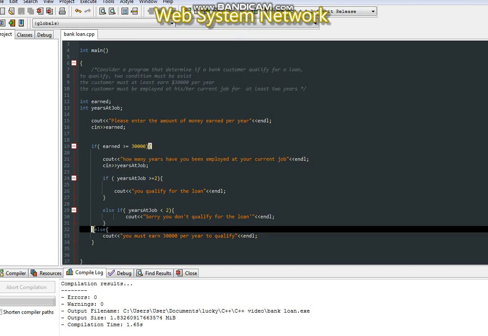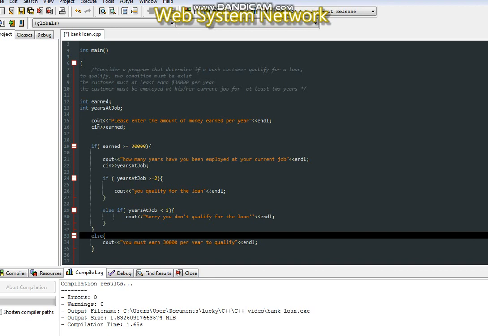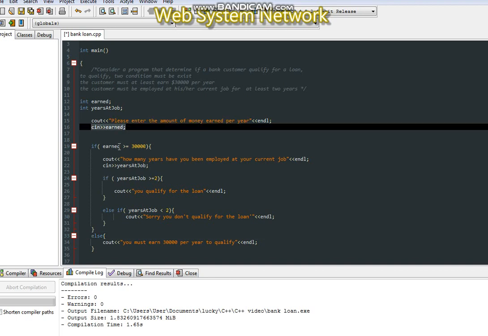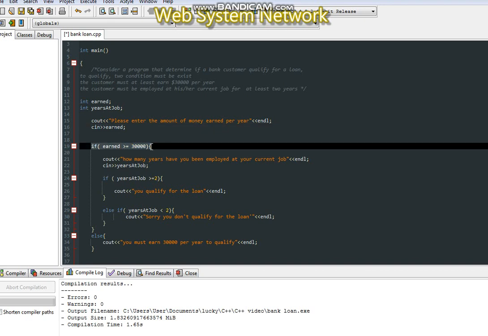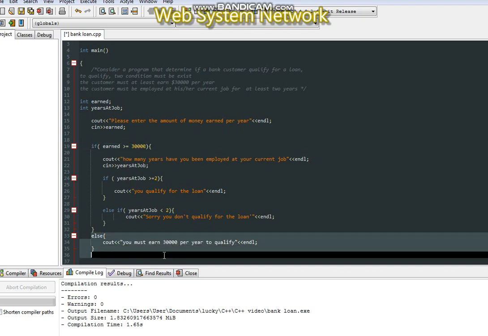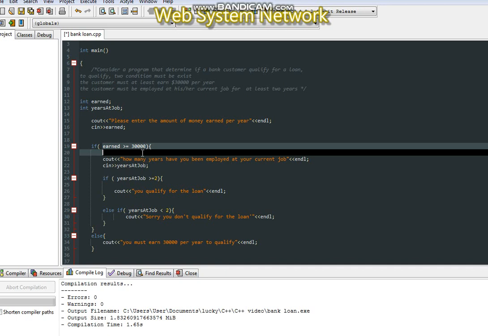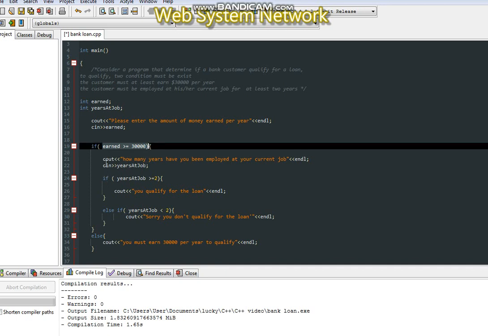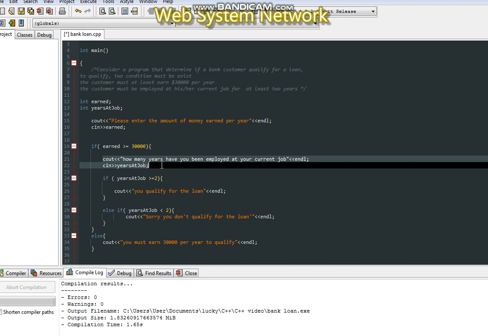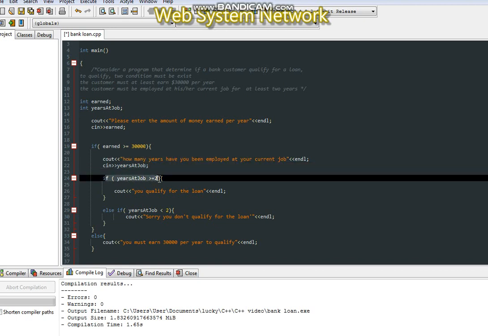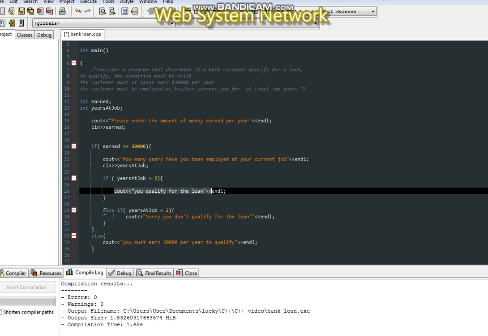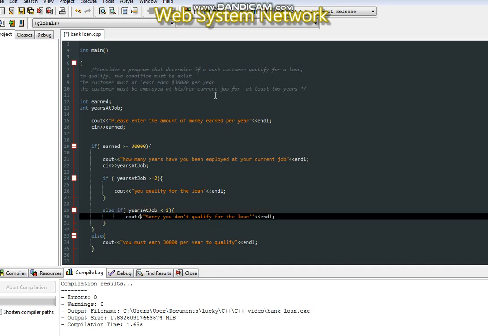What we did right now is the person is allowed to enter the amount of money earned per year. We check if this money is greater than or equal to 30,000. If it is less than 30,000, we tell the person that they do not qualify, they must earn at least 30,000 to qualify. But if it is greater or equal to 30,000, we ask the user how many years. Is the number of years greater than or equal to 2? If it is, we say qualified for the loan. If not, we say sorry, you do not qualify for the loan.